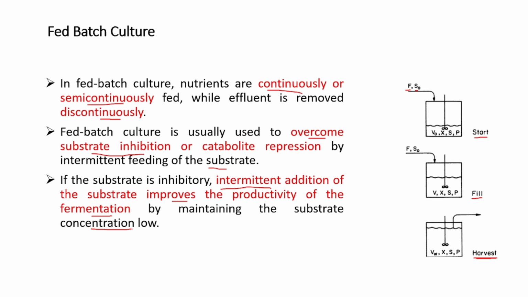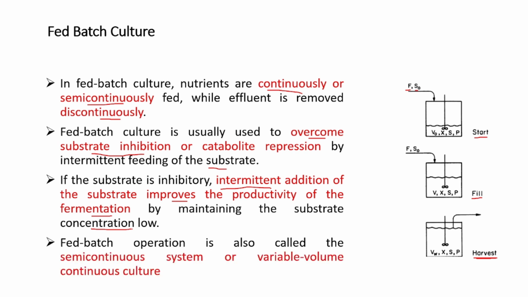So if you add the substrate slowly in batches after a specific time interval, what will happen? The substrate concentration will not reach a high value, it will always be low, and so the fed batch culture can operate in cases where the culture is sensitive to substrate inhibition. Fed batch operation is also called semi-continuous system or variable volume continuous culture. Why? Because you are adding substrate semi-continuously, and because you are changing the volume. Note, in fed batch culture the volume changes.